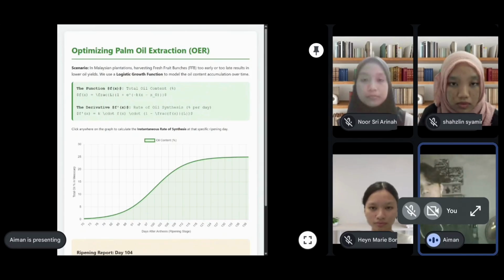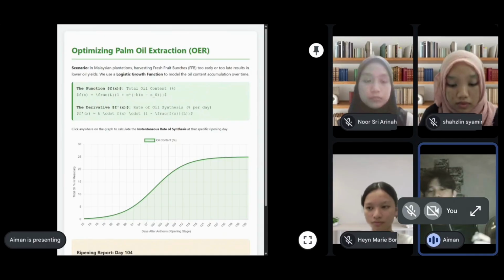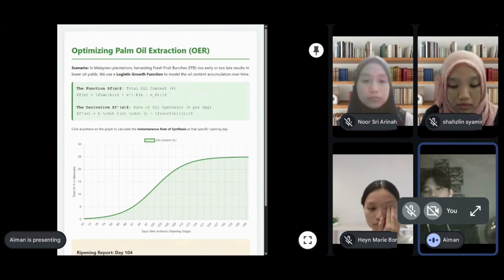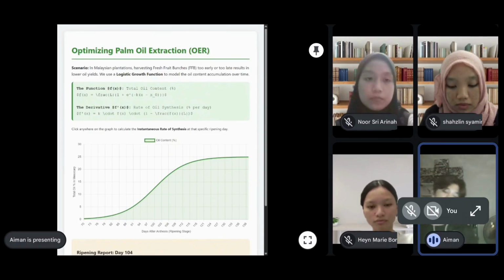Number three, importance of studying this problem. Studying this problem is important in product technology because it helps improve the efficiency of palm-based products such as food, cosmetics and industrial material. With a better extraction process, more oil can be produced without increasing the use of raw material. This helps reduce waste and support food security as well as the development of industry and food technology.